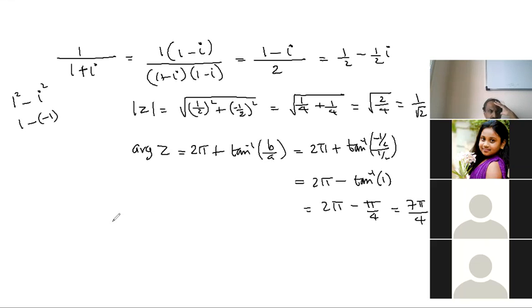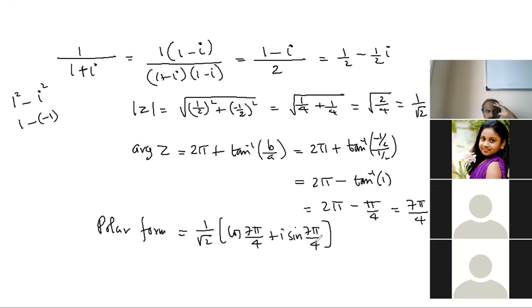So now I can write the polar form: r into cos 7 pi by 4 plus i sine 7 pi by 4, where r is 1 by root 2. And the exponential form is 1 upon root 2 e raised to i 7 pi by 4.